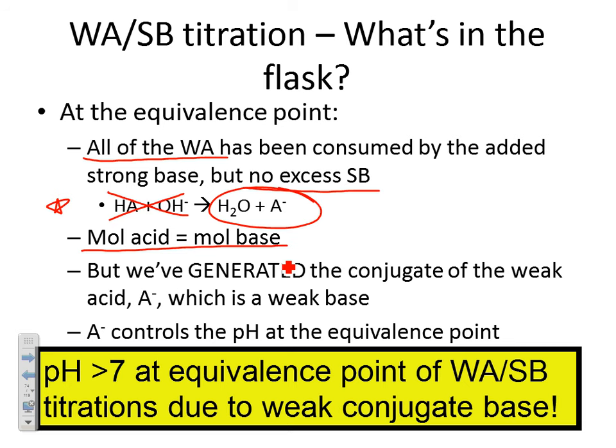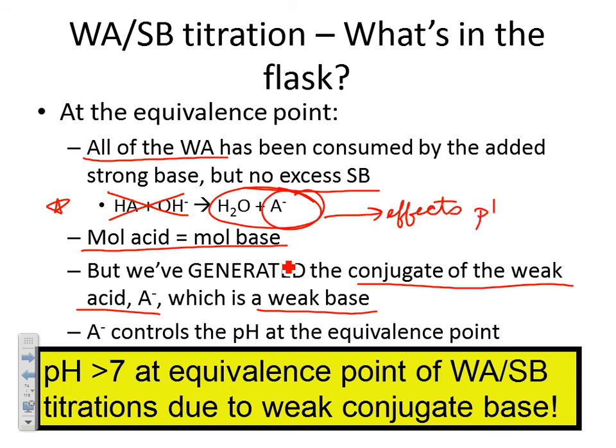A minus is significant because it is the conjugate base of the weak acid. So therefore it is a weak base. Now granted, it's not a strong base, but it is a weak base, meaning it does have an impact on pH. So this thing right here affects pH. You don't have any HA, you don't have any OH minus, but you do have A minus, and A minus will change the pH of the solution. So therefore, at the equivalence point, what controls pH? A minus does. A minus has a big impact on pH.